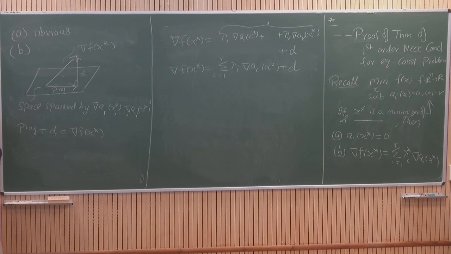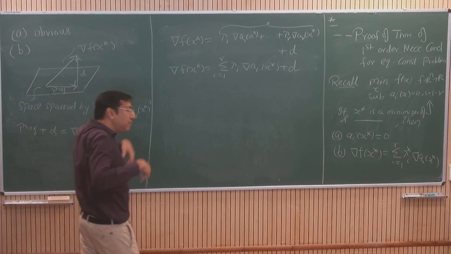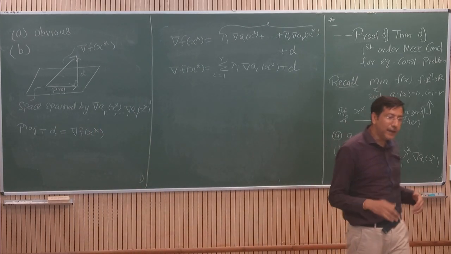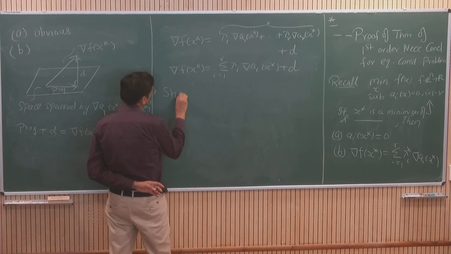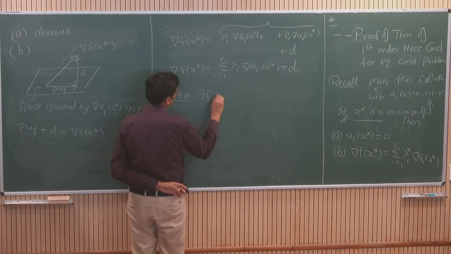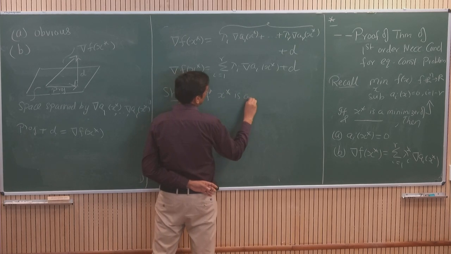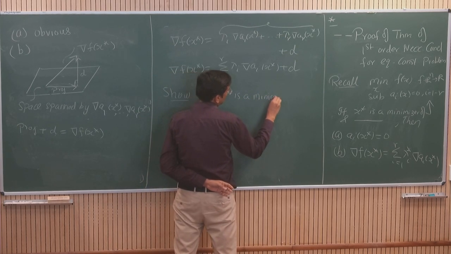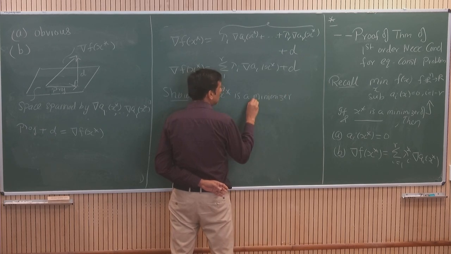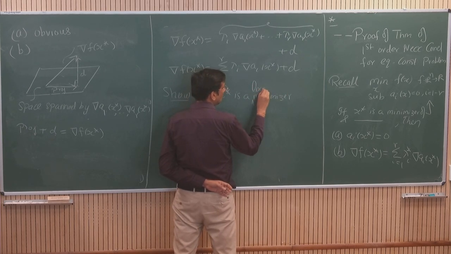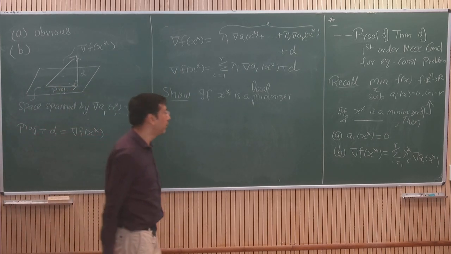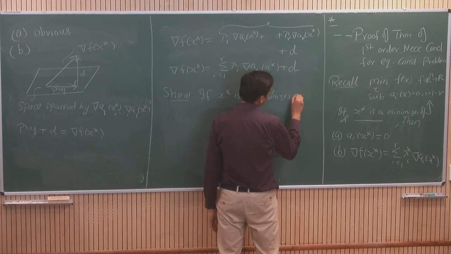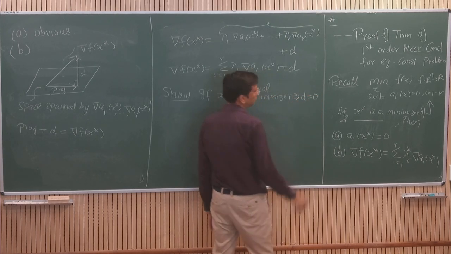Everybody with me? Now what should we show? We need to show that if x star is a minimizer, then D is equal to 0. Correct? Everybody with me? So we need to show if x star is a minimizer. I'll be more explicit: a local minimizer, which means in the neighborhood it gives the smallest value. If x star is a local minimizer, then D is equal to 0.